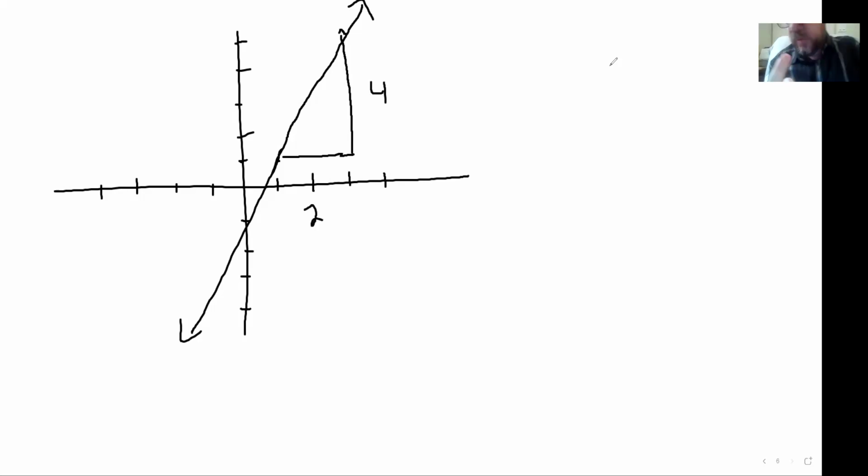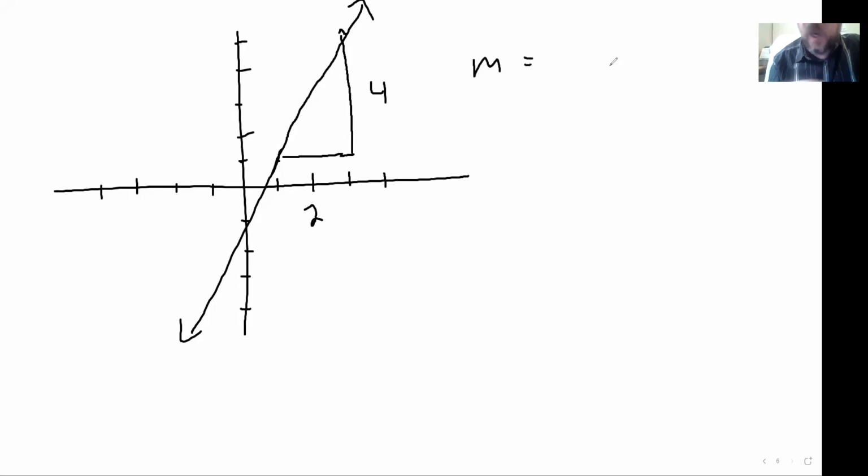So my slope, which we represent with the letter M, and I actually don't think anybody knows why. Different countries use different letters. US uses M. I think someone told me Sweden uses S, which makes much more sense. But so I would say that my slope is rise over run, or change in y over change in x.